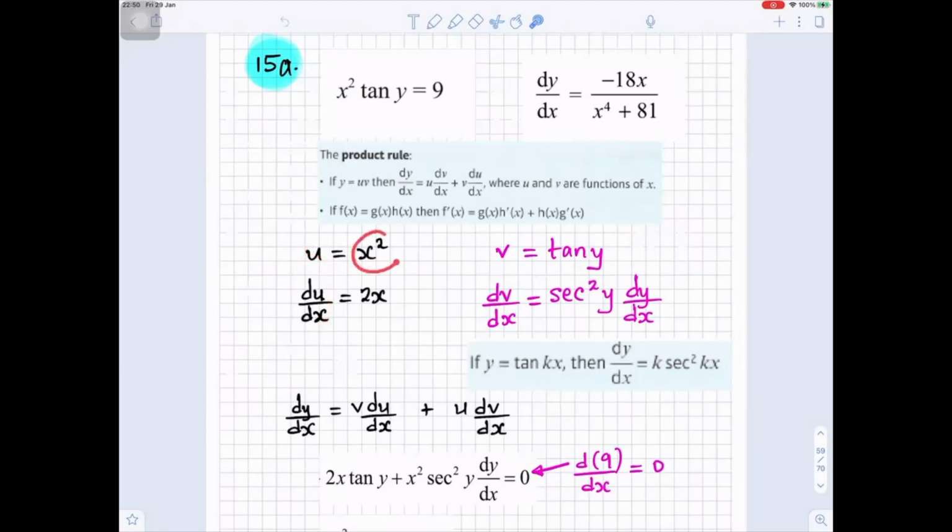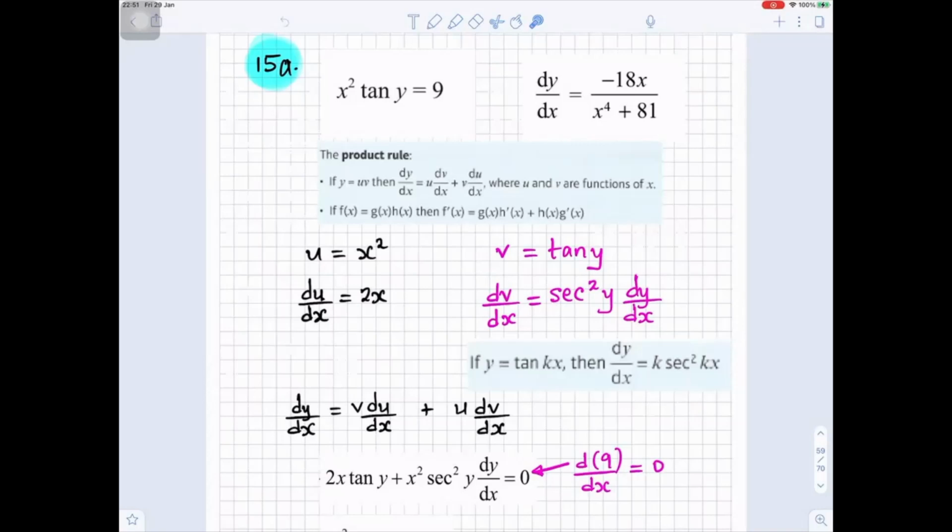When you differentiate x squared, it becomes 2 in front, and then you minus 1 from the power, so it becomes 2x. When you differentiate dv over dx, when you differentiate tan y, you get sec squared y dy over dx. We are using the formula there at the bottom: the differential of tan kx is k sec squared kx.